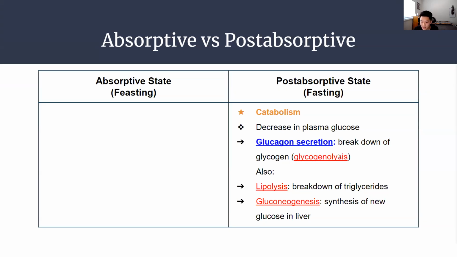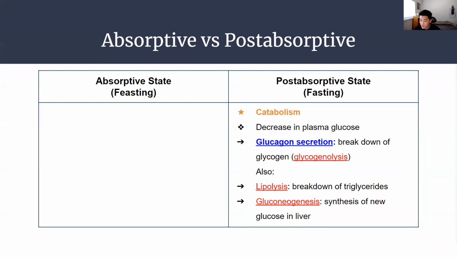So whenever you see a term that ends in olysis, just know that it's the breakdown of something, all right? And whenever you see a term that ends in genesis, like glycogenesis or lipogenesis, it means the synthesis of something. That's anabolism. Now in catabolism, glycogenolysis means we're breaking down glycogen and we're using glucose for energy. Okay, so glycogen is broken down to release and produce glucose to increase plasma glucose.